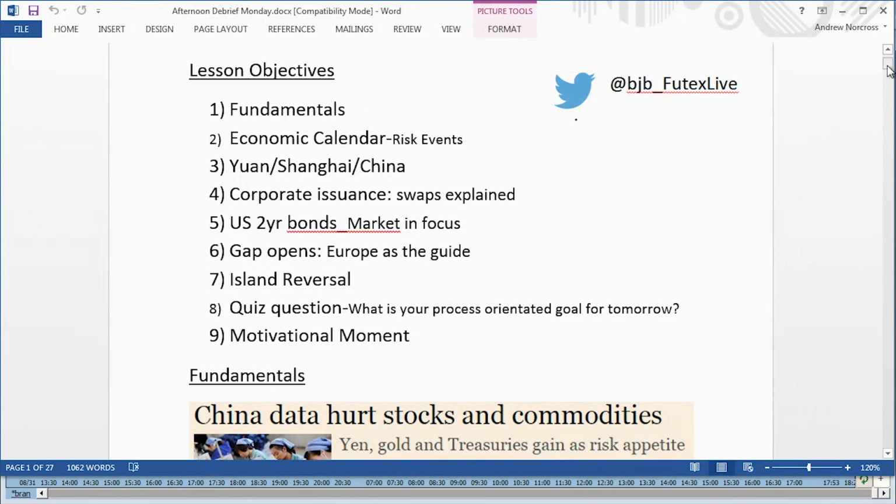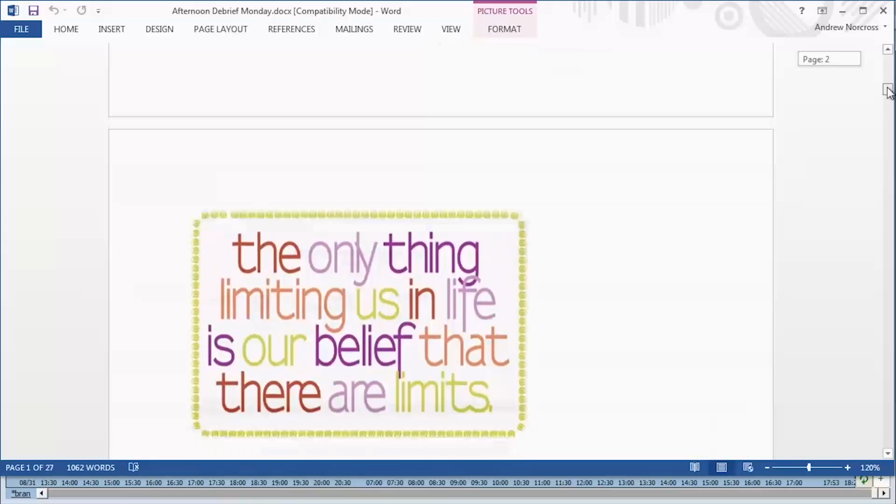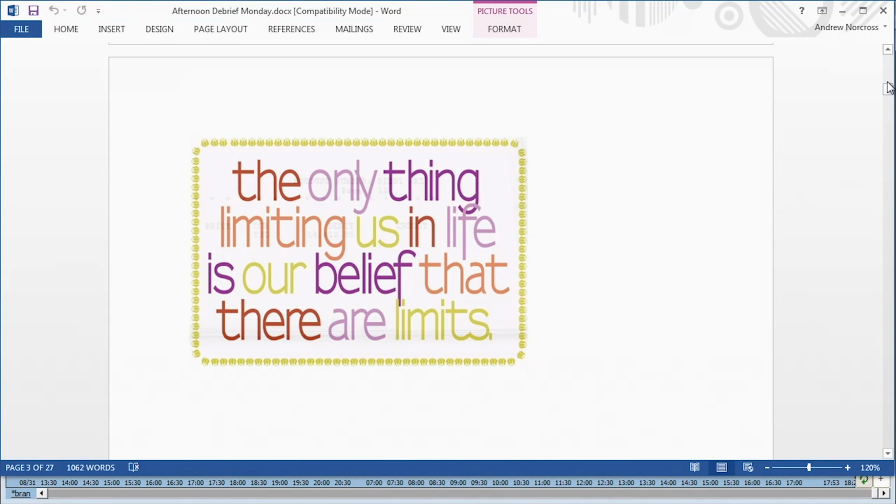So, we'll talk about iron reversal tomorrow once the US is done today. Again, what is your process-oriented goal? Right, make sure tomorrow you have a goal in mind. Make sure you achieve it. Okay, then the last thing.